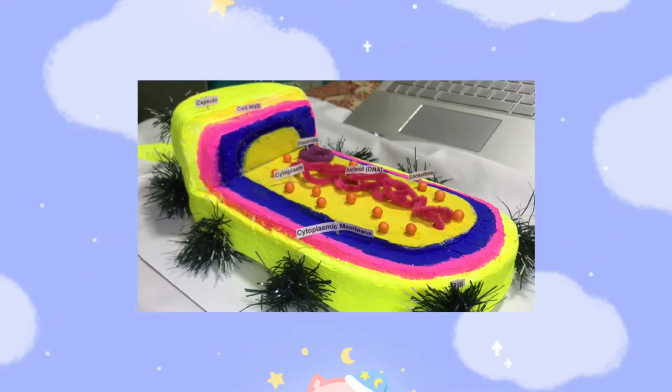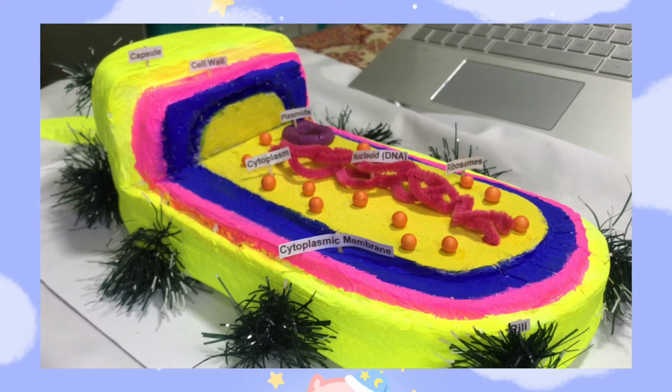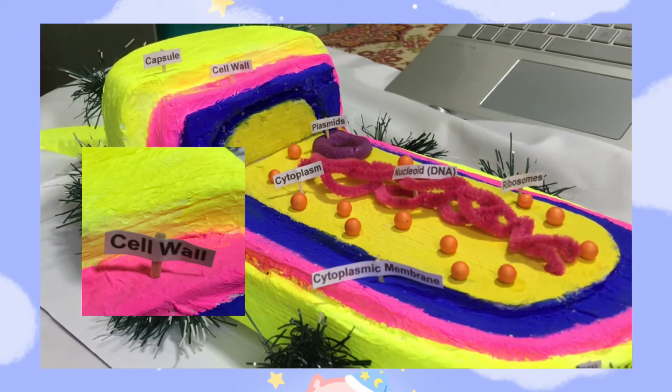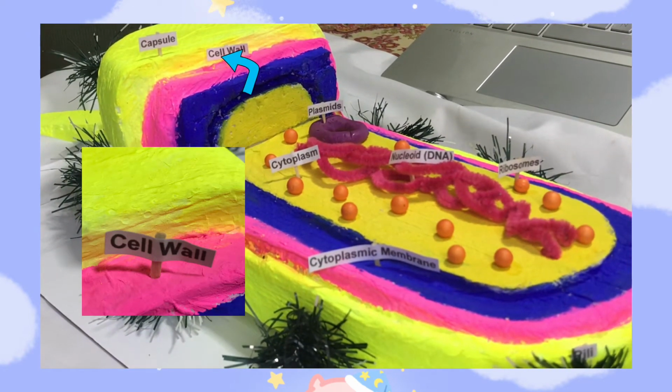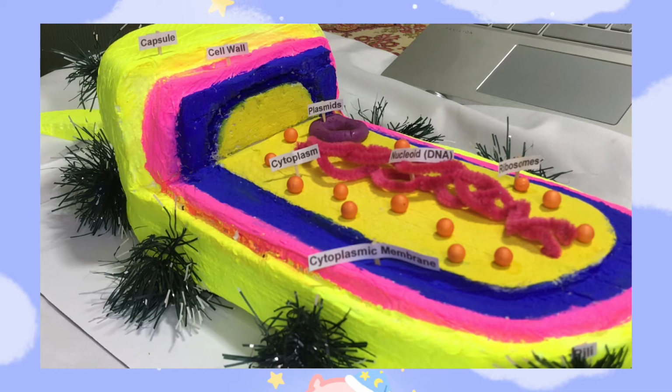In this part of the vlog, I am going to share with you the importance of the different parts of the bacterial cell. So let's start with the cell wall. As you can see, the cell wall is the pink layer out there. It is a rigid wall composed of peptidoglycan, a protein-sugar molecule. The purpose of this is to give the cell its shape and surround the cytoplasmic membrane.